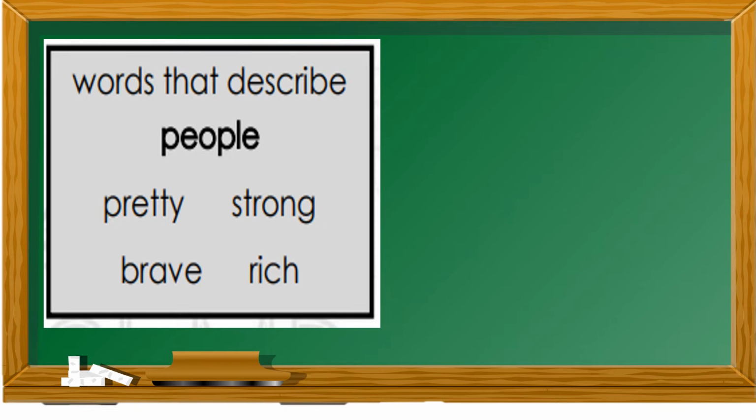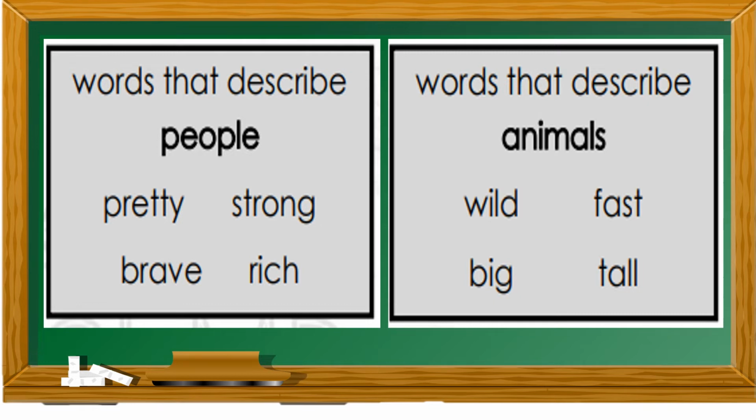So, these are the example of describing word we use for people. Okay, we have pretty, but we can also use pretty with animals or objects, even places. No, pretty means maganda. Strong, brave, rich. Okay, we also use these words for animals. Mostly we use this for animals. Wild, diba? It's like the lion. They are wild. Fast, big, tall. We also use tall for people.